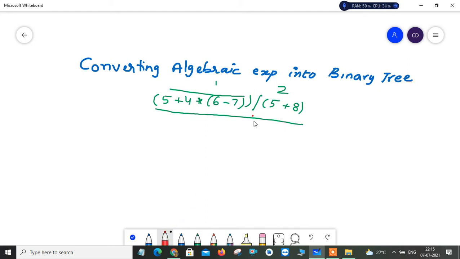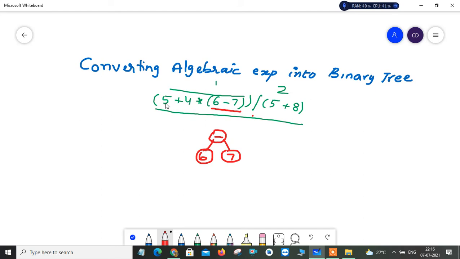So we all know the inner expression is evaluated first. This is 6 minus 7. So now you have to construct a tree for this. Here minus will be taken as the root, and then you can take 6 as the left child and 7 as the right child. So now this part of the expression will be taken like this, 6 minus 7.